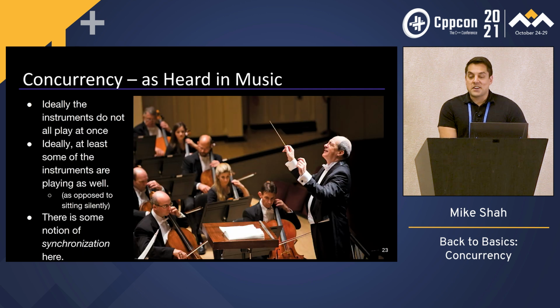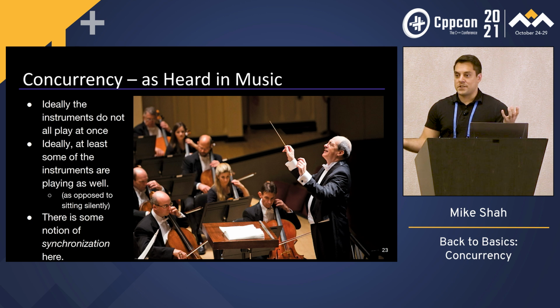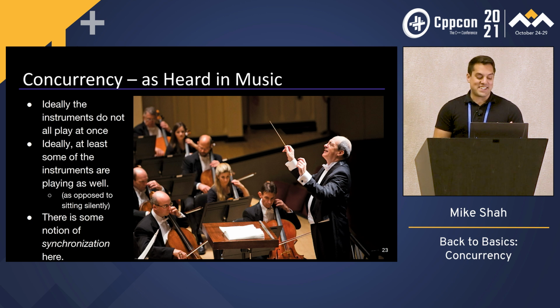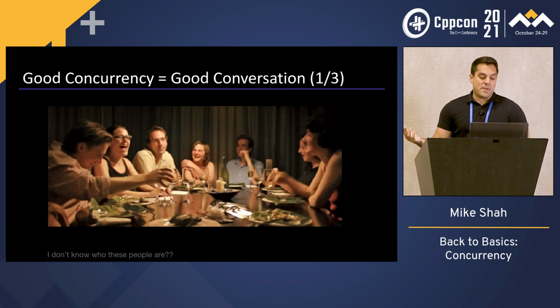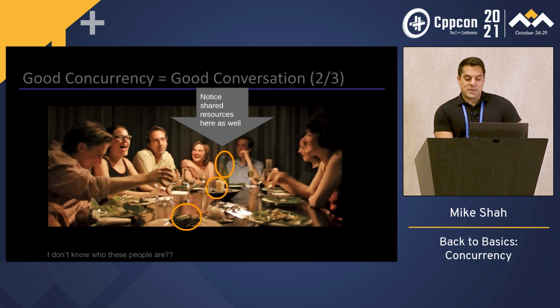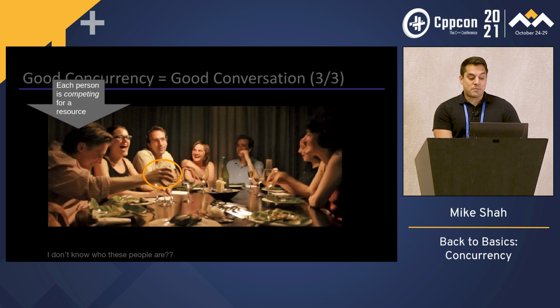So again, concurrency, as heard in music, just to make the analogies really clear: ideally not all the instruments are playing at once, but you also don't go to an orchestra where nobody's playing. Probably not a good concert to be at. So there is some synchronization going on amongst the different folks playing. If you want to think about this at CppCon when you're out to dinner, good concurrency is like a good conversation, right? People are talking back and forth. Maybe not everybody at once, but again, not nobody speaking. But there are some shared resources you have to share here, different food and so on. Each person might be competing for those resources at some level. So we do have some structure that we have to keep in mind when we think about concurrency here.